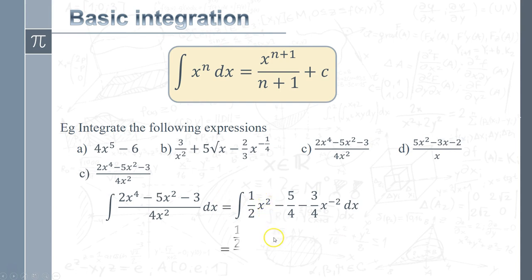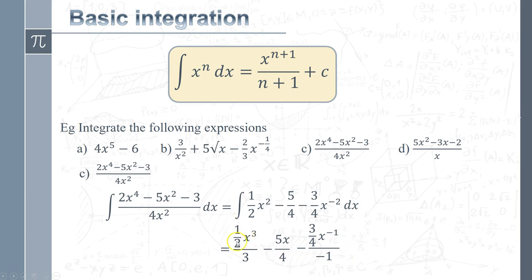So here we go. Add 1 to the power, divide by the new power. This one here, this is our constant. This is 5 over 4 x to the power 0. So that's going to become x to the power 1, just x. And here we've got x to the power minus 2. Add 1 to minus 2, we're going to get minus 1. So we've got 3/4 x to the minus 1 divided by minus 1.